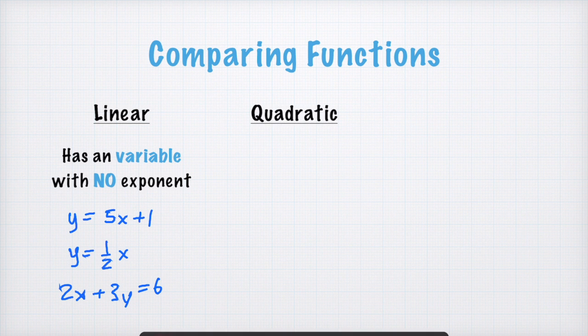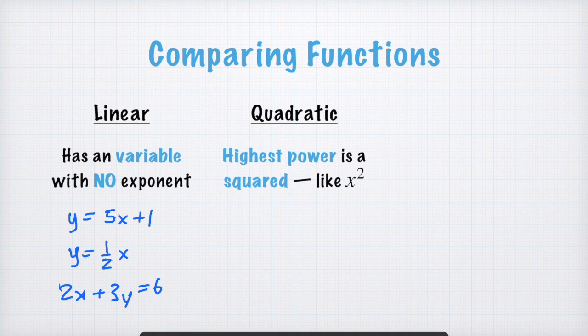Let's look at our quadratics. So our quadratic, the rule is that the highest power has to be squared. So you can have just an x squared, you can have an x squared plus x, you can have an x squared plus x plus some number, but in order for it to be a quadratic, or here we'll write another one, parabolic, that's the name of the shape, it has to have the highest power being squared.